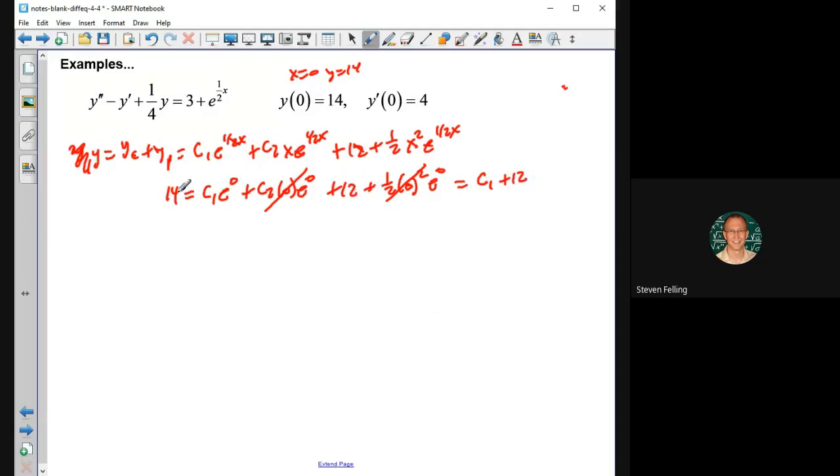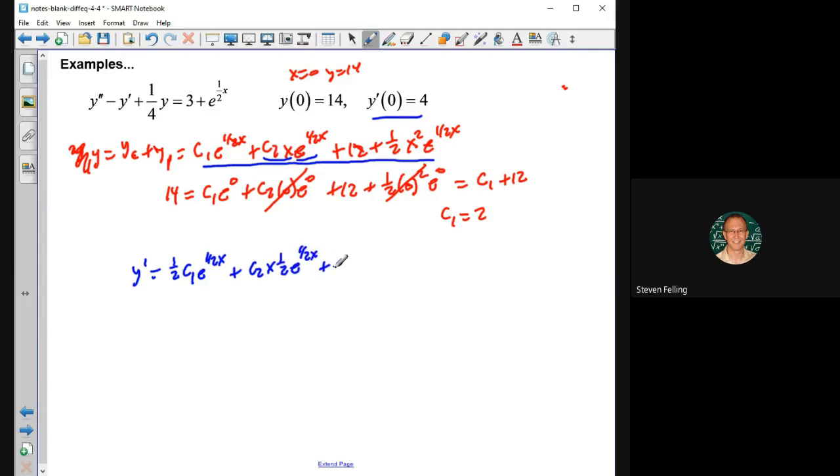And so if this is true, then if you subtract this over to the other side, c1 has to equal 2. Okay, and then we could take the derivative of this to use this initial value. So to take the derivative of our solution here, y prime will equal 1/2 c1 e to the 1/2 x, right? And then for this term here, we have to do product rule. So we're going to do the first times the derivative of the second, plus the second times the derivative of the first.